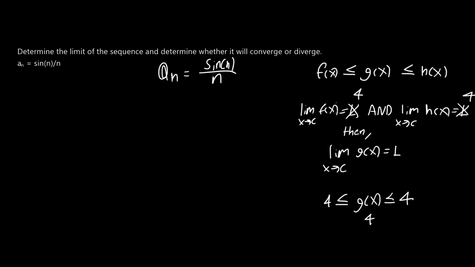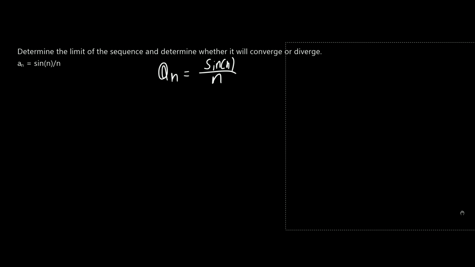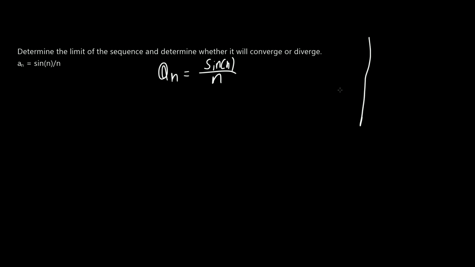If the limit of f of x is approaching a number L, and the limit of h of x is also approaching that same number L, then the only option left for g of x is for it to be approaching L as x approaches the same constant c. So let's go ahead and apply that to this problem here. So if we were to graph sine of x really quickly, that's a pretty bad graph, but it would look something like this.